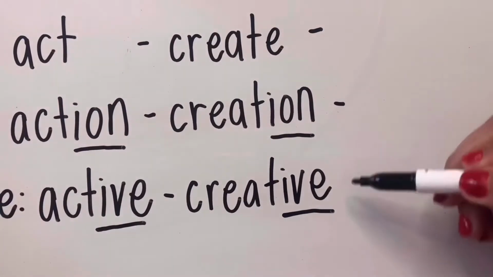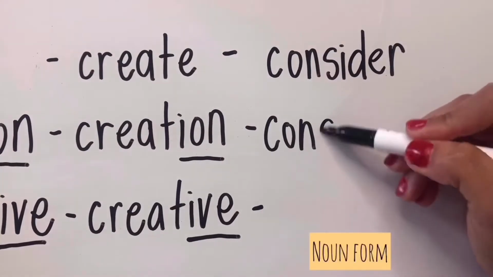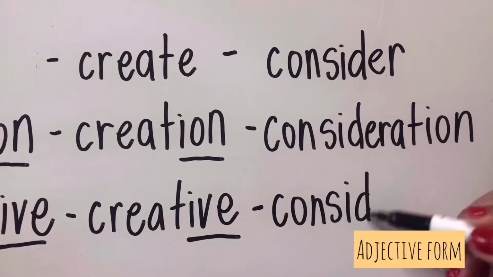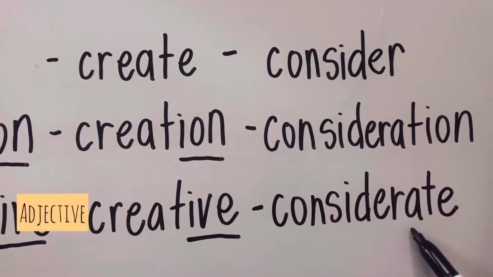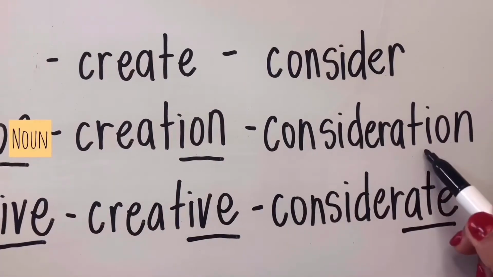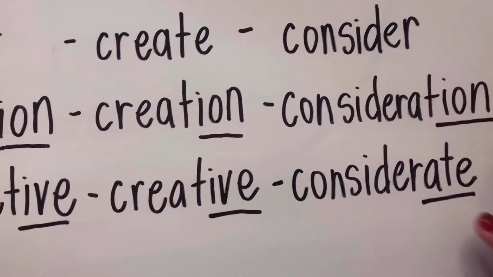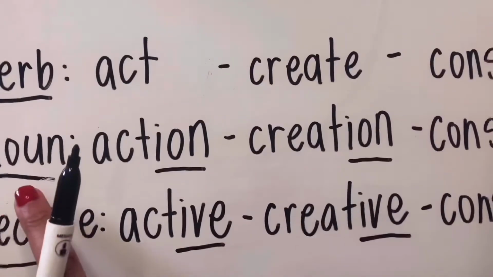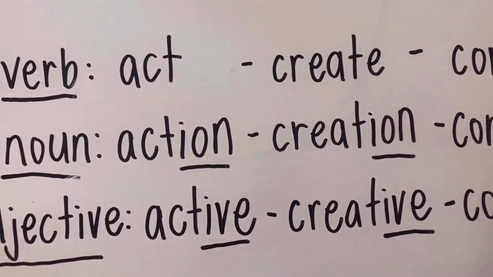Let's try another one. I can consider something. I make a consideration. To describe myself, I am considerate. So this changed a little bit. It ended in ATE instead of IVE. Consideration still has TION at the end to make it a noun. So let's take a look at some differences in the ending for words that are adjectives and for words that are nouns. And again, we will review the verbs to help us out.